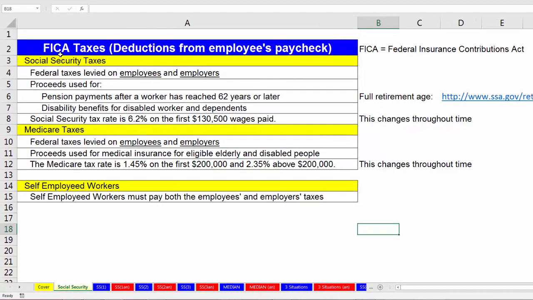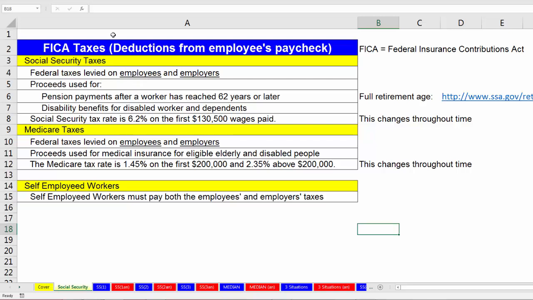Now, FICA, that means Federal Insurance Contributions Act. We need to talk about FICA taxes. These are deductions from the employee's paycheck. Now, we have two different FICA taxes, Social Security and Medicare. Now, both Social Security and Medicare are federal taxes levied on the employees and the employers. Now, our calculation will be just the amount deducted from the employee paycheck.